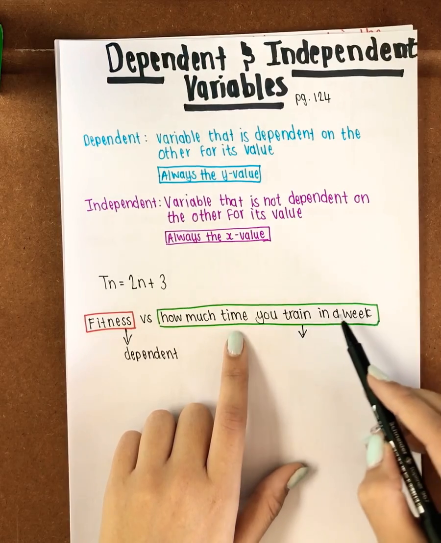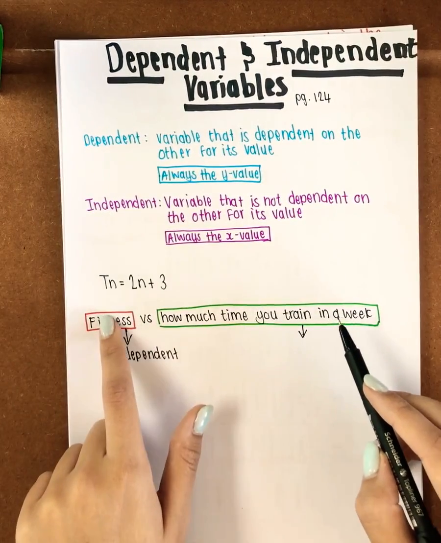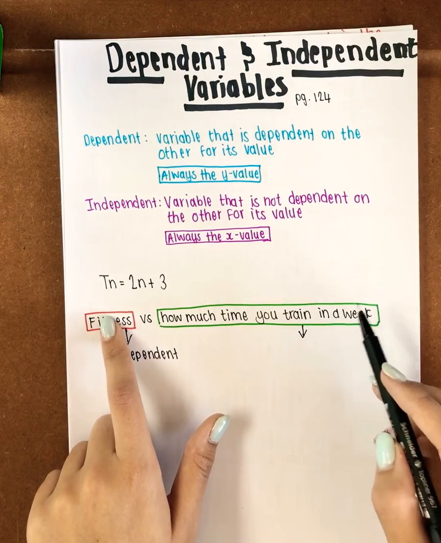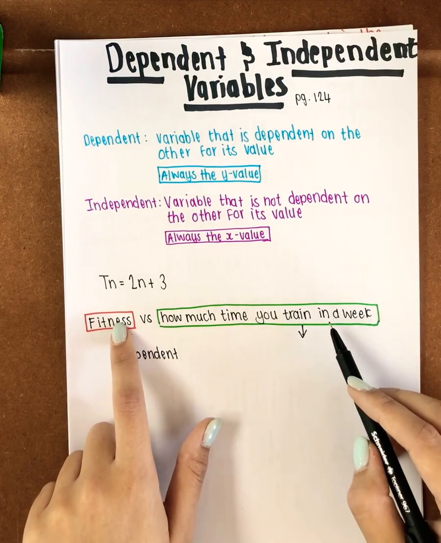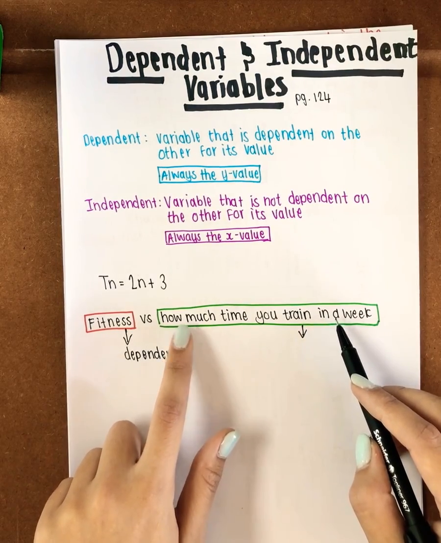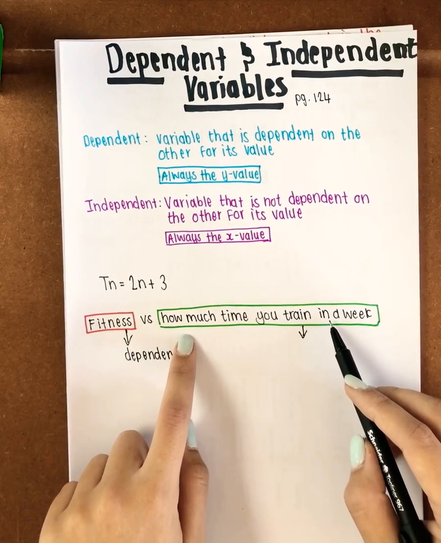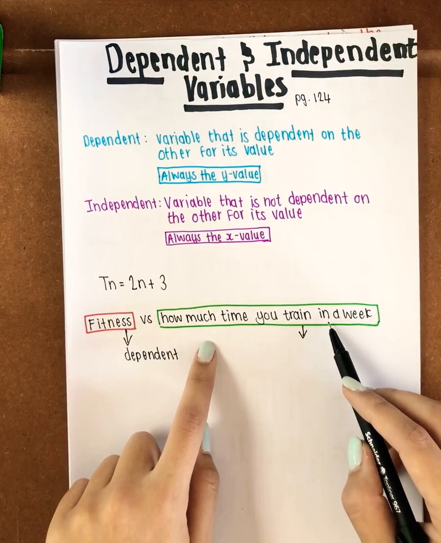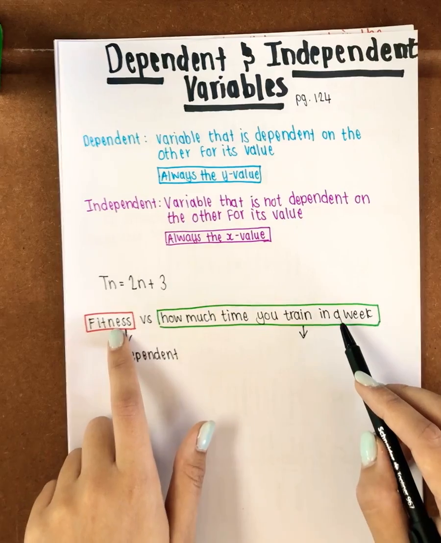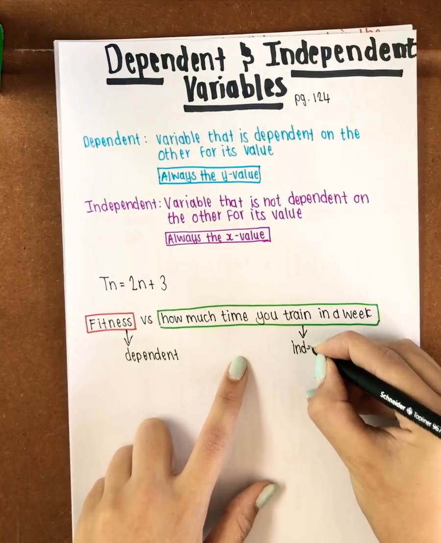Is how much time you train in a week dependent on your fitness? If you're really fit, does that mean your time will change? No, it won't, because your time is independent. Your fitness depends on the time you train, but the time that you take to train a week doesn't depend on your fitness. So this is my independent value.